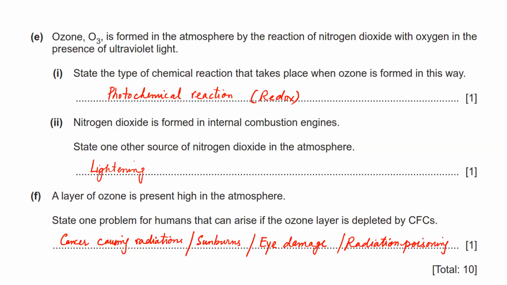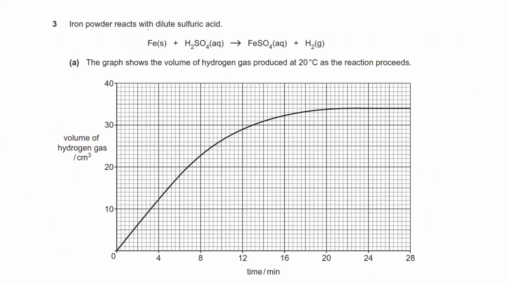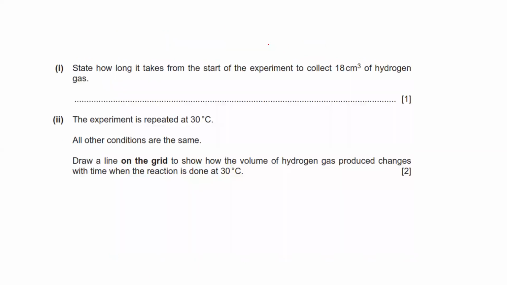So moving ahead, question number three. It says iron powder reacts with dilute sulfuric acid, and the reaction is given below. So iron is in powdered form, solid, sulfuric acid, FeSO4 aqueous solution, and hydrogen is released as gas. The graph shows the volume of hydrogen produced at 20 degrees centigrade as the reaction proceeds. So this is the graph. You can see it from here. So first part, state how long it takes from the start of the experiment to collect 18 cm³ of hydrogen gas.